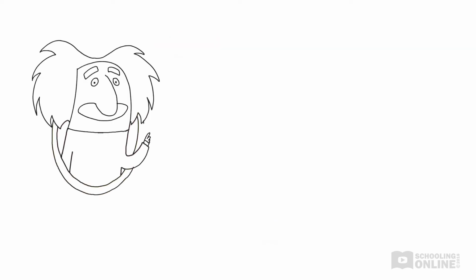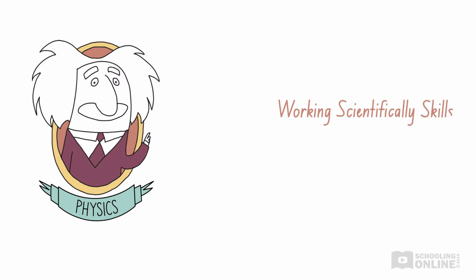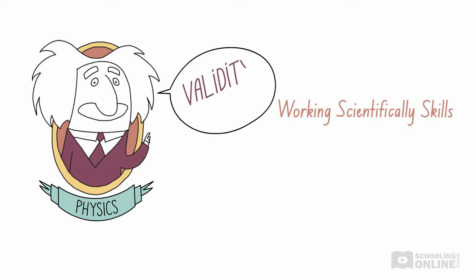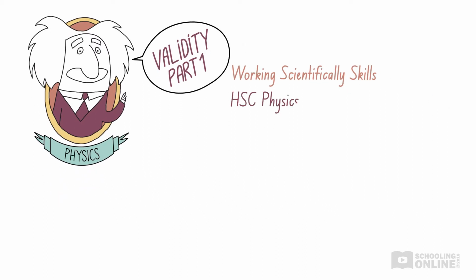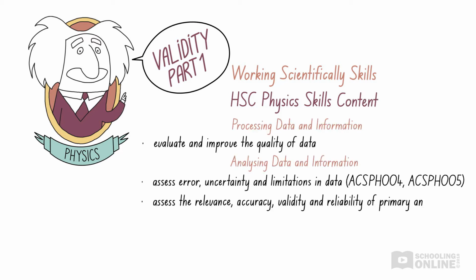In this lesson, we will cover working scientifically skills. In this first lesson, we will focus on assessing the validity of primary data by looking at the independent, dependent and controlled variables of an experiment, while the second lesson will look at designing a valid experiment and the use of control studies. This is addressed in the HSC Physics syllabus content below.